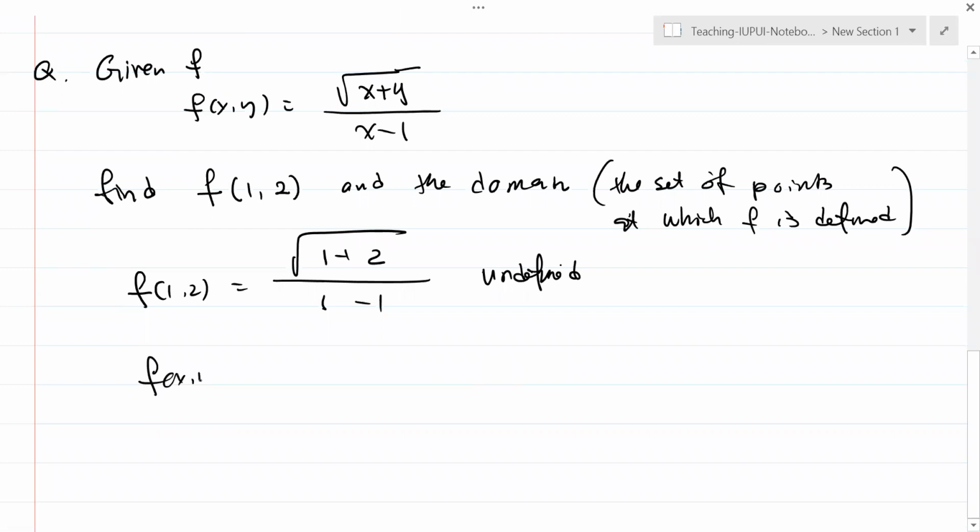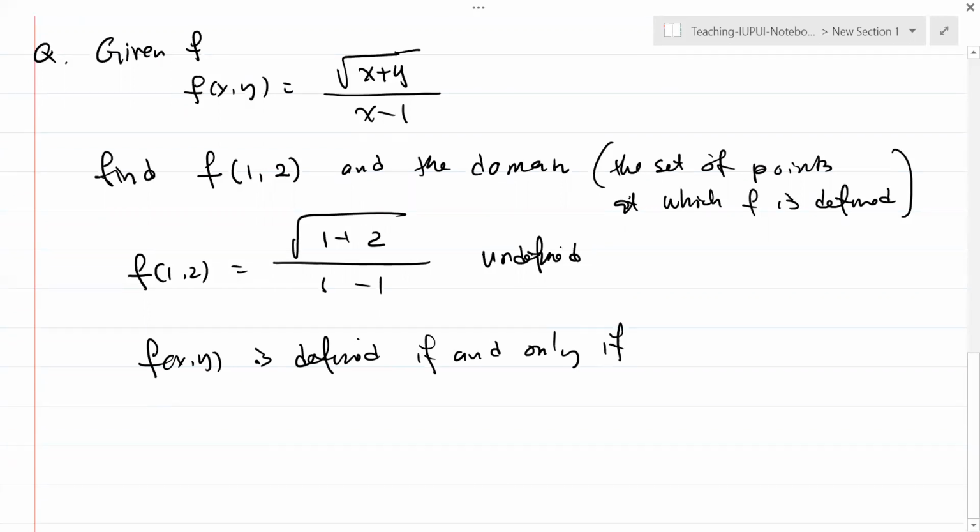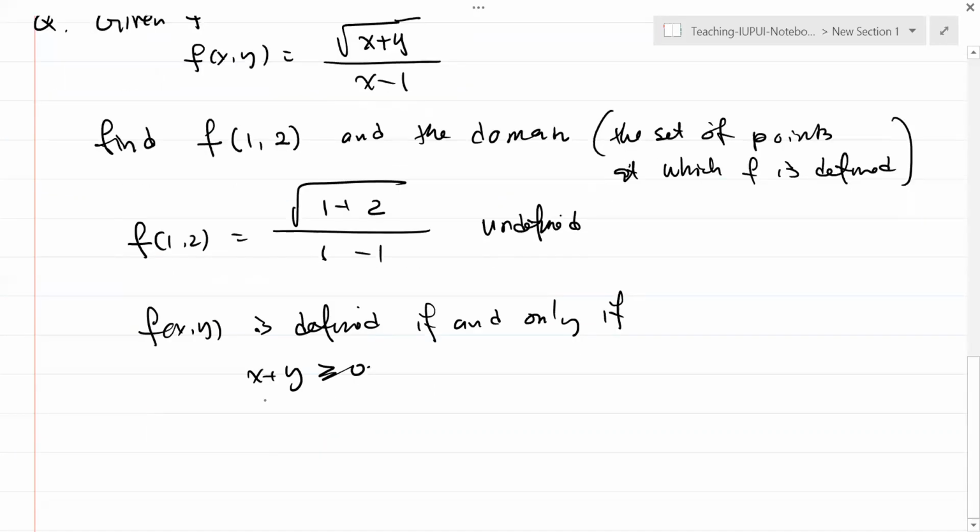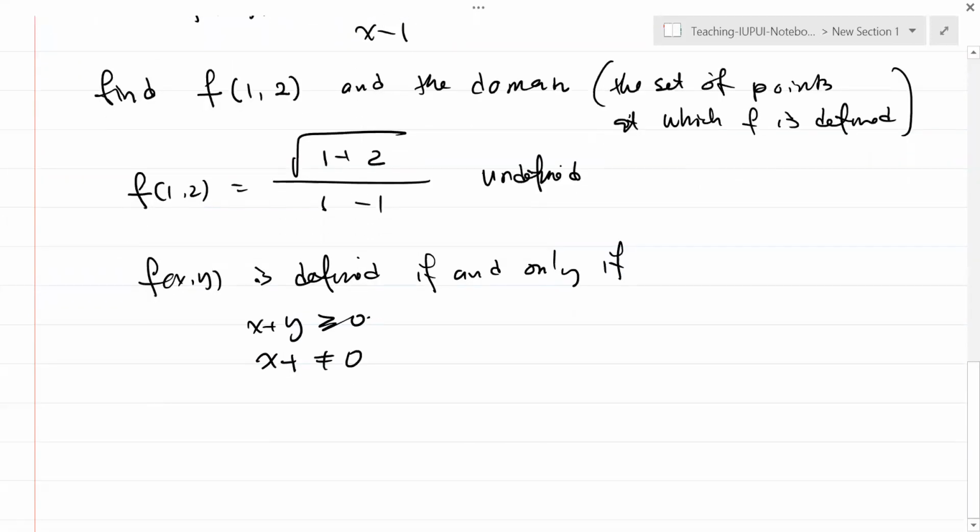You look at this, right? So f(x, y) is defined if and only if, first of all, the square root of x plus y should be defined. So x plus y should be greater than or equal to 0. Another condition is that the denominator cannot be 0. If the numerator is not defined, then the function is not defined, right?